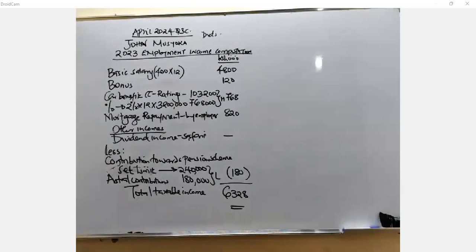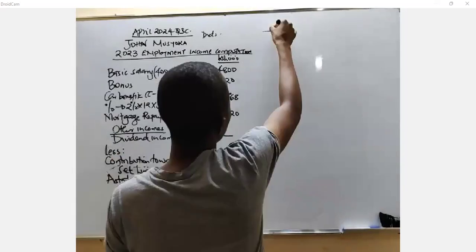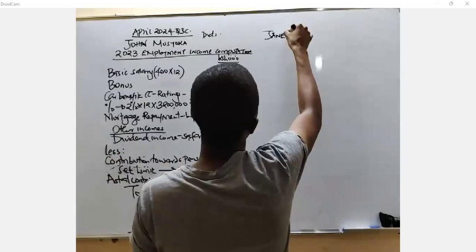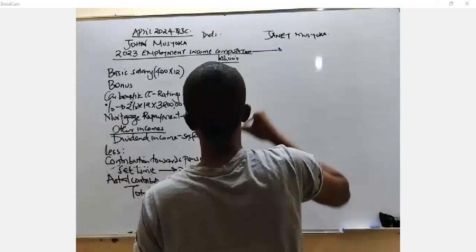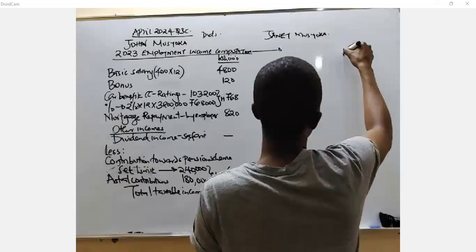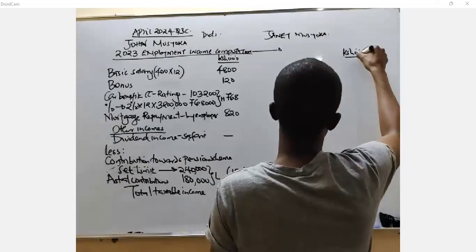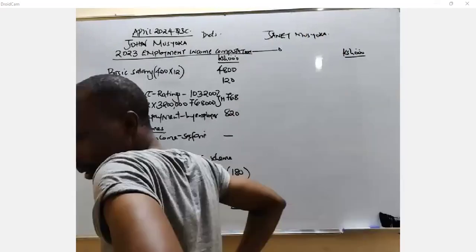I want us to look at the income of a wife here. The income of Janet Musyoka now. Let us look at the issues of Janet Musyoka. You're just going to write the title the same, Janet Musyoka here. And then this title is also going to come there. Kenya shillings, in thousands of shillings there.